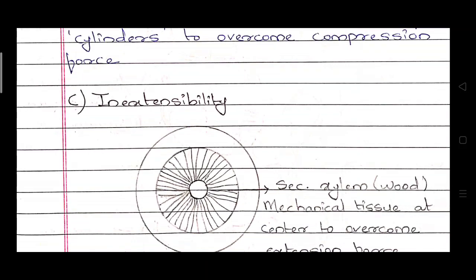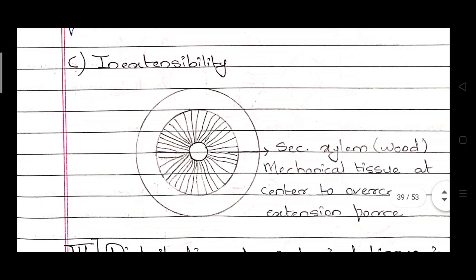Then the third principle is inextensibility. For example, in the case of secondary xylem, there is the formation of wood. These mechanical tissues are present at the center, so they overcome the extension force. In the case of wood, at that space the mechanical tissues are present at the center.